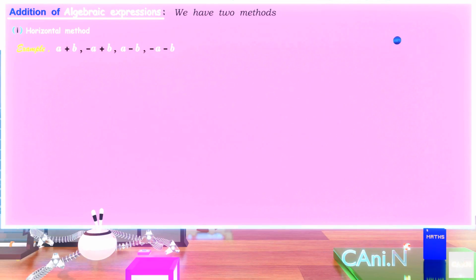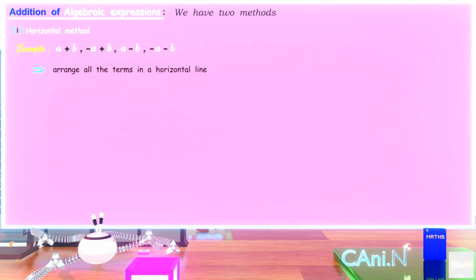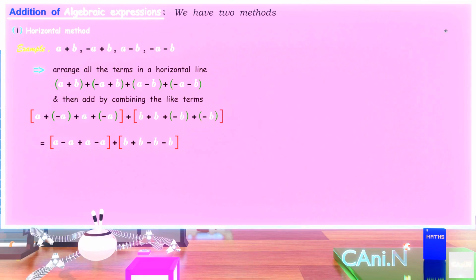Addition of algebraic expressions. We have two methods. Horizontal method. Example: a plus b, minus a plus b, a minus b, minus a minus b. Since we are in the topic of addition of algebraic expressions, we will execute the addition operation. First, arrange all the terms in a horizontal line: a plus b, plus, minus a plus b, plus, a minus b, plus, minus a minus b. And then add by combining the like terms. After executing the addition operation, we get the result as 0.